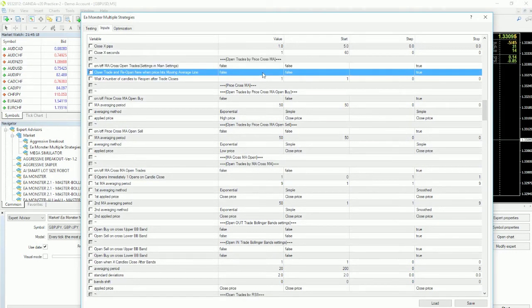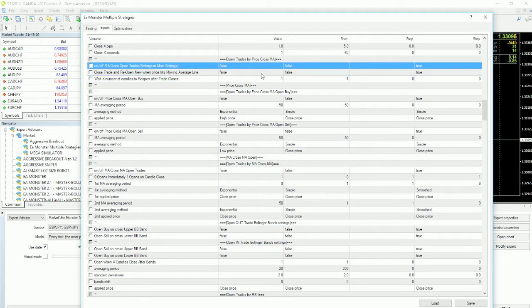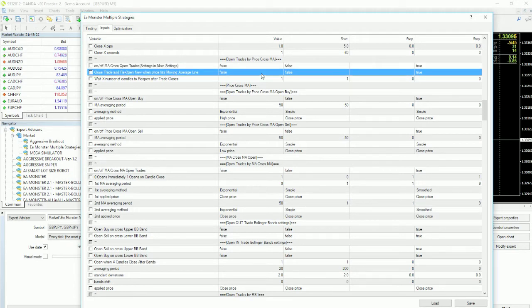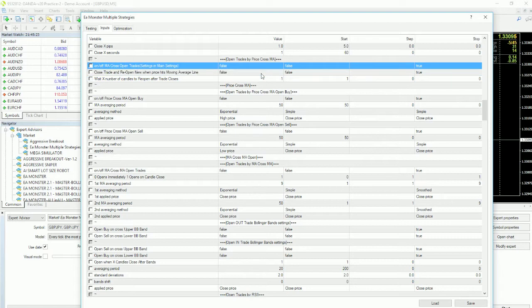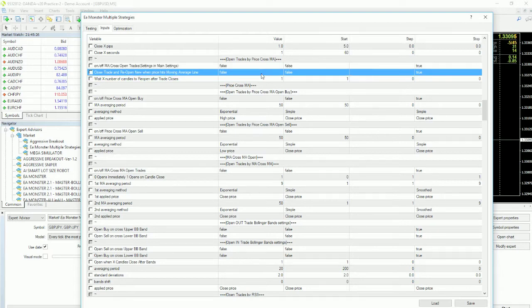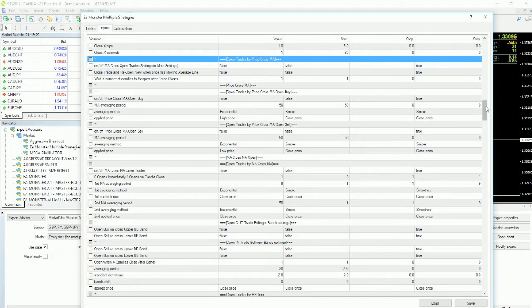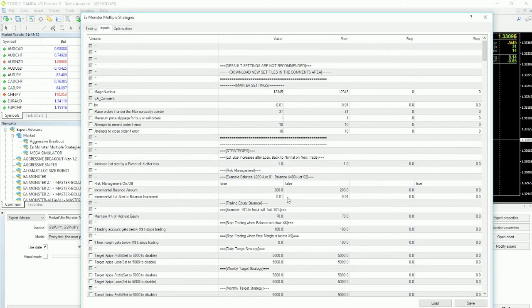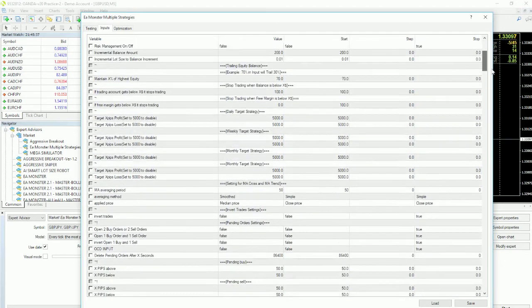Open trades by price across MA, moving average. This one here. This one actually works with the original. See this one? This actually is the one that works with this feature up here in the beginning.